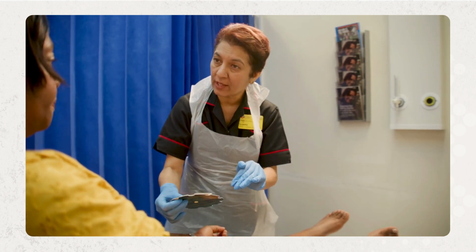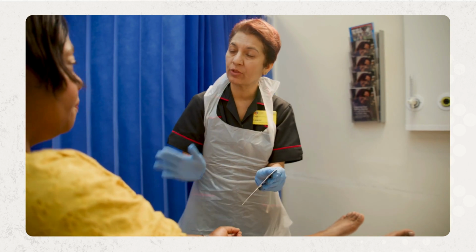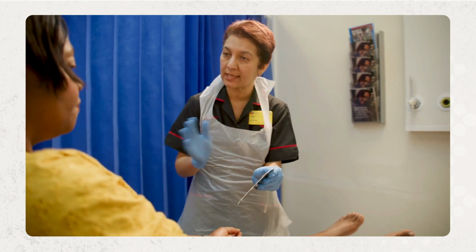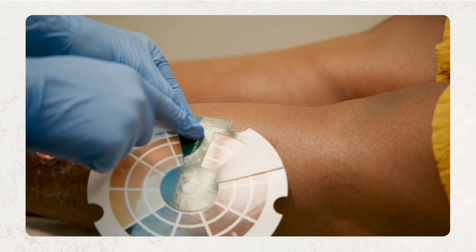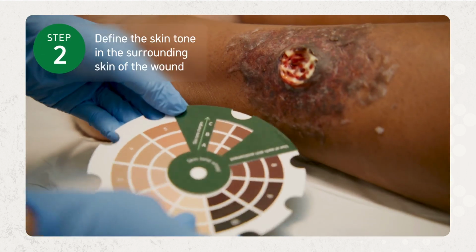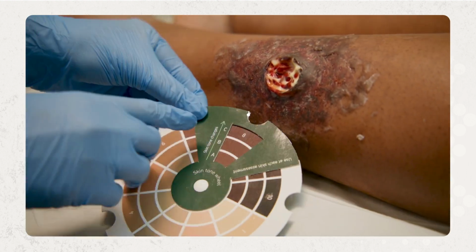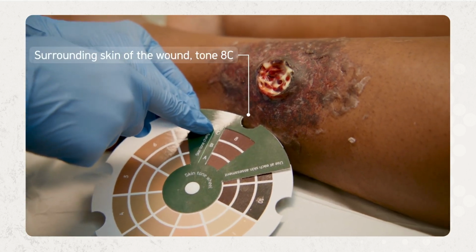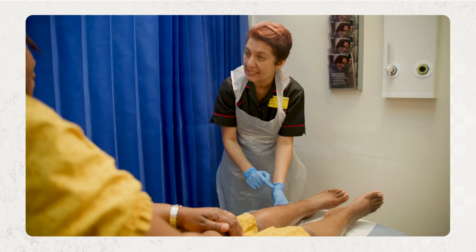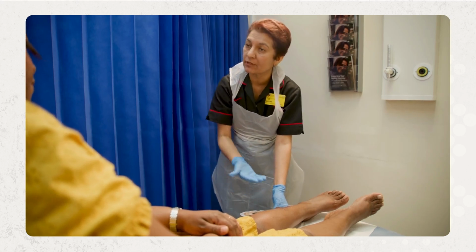Anything darker than a 5C, we know there is something wrong, skin changes that's not normal. From a 5C, the surrounding of your wound is an 8C. So this tells us something is automatically wrong.